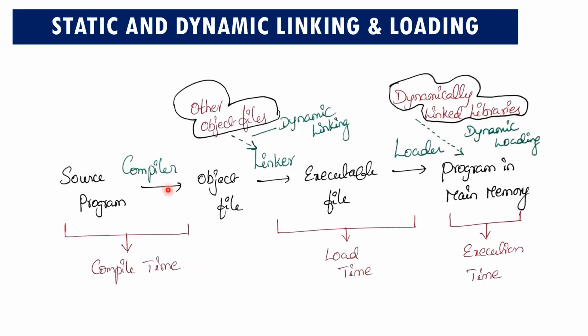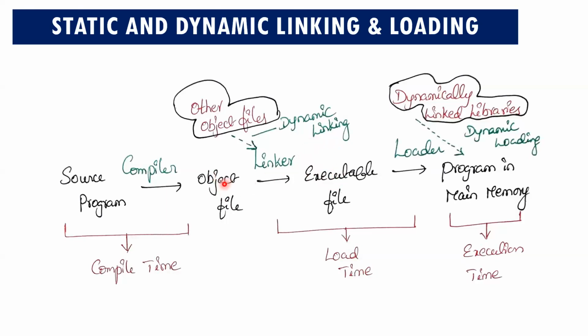Now let us understand these concepts with the help of a diagram. Initially, we'll be writing the source program, which will be compiled to create an object file, and the linker combines multiple object files. That means if the program is using some third-party libraries or some inbuilt libraries, it will have multiple object files. So the linker combines all these object files into a single executable file.